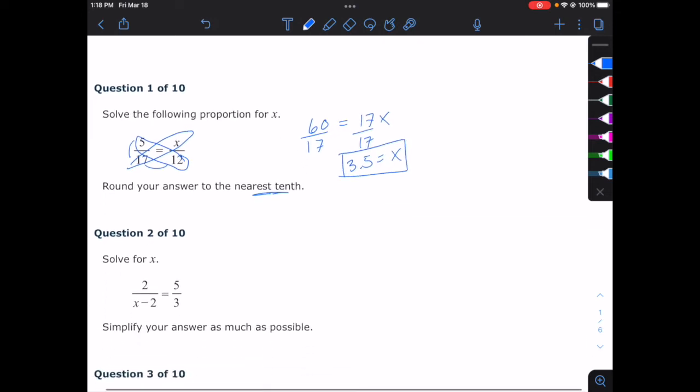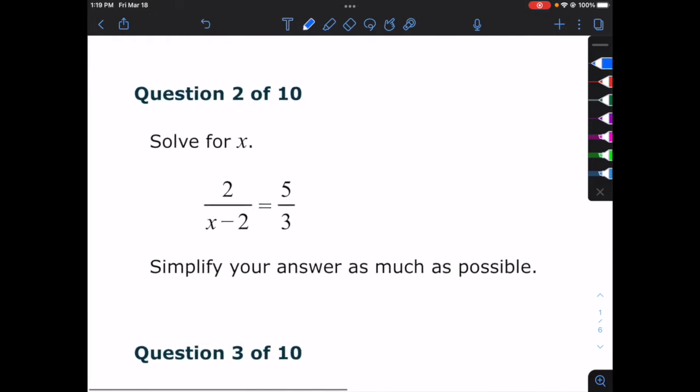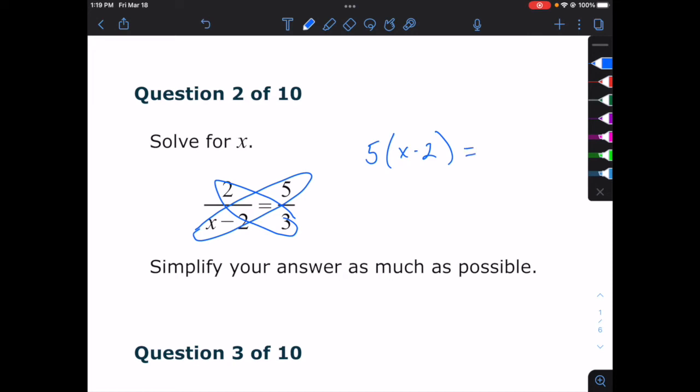Let's try another one. So in number 2, just a little bit different because now we have an expression in one of our ratios of our proportion. Again, you could look for a scale factor, but none really exists. So here we're going to do our cross products again. Now, when we do the cross product of x minus 2 and 5, don't forget you need parentheses. So it's 5 times the quantity x minus 2, and that's going to be equal to 6. Okay, little tiny equation for us to solve.